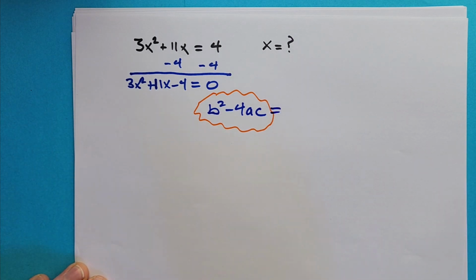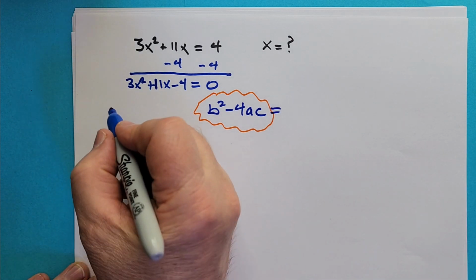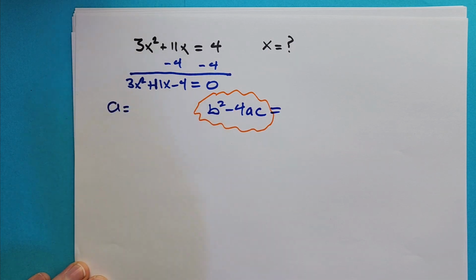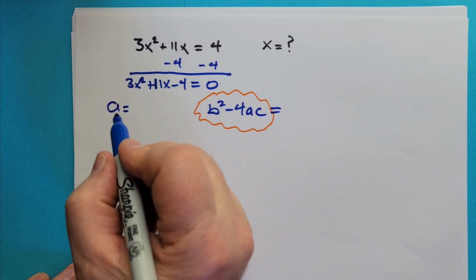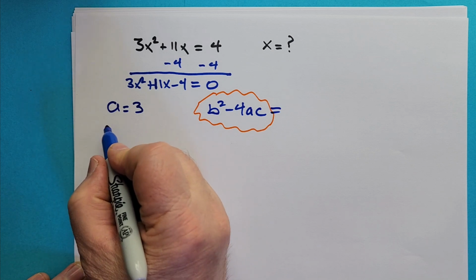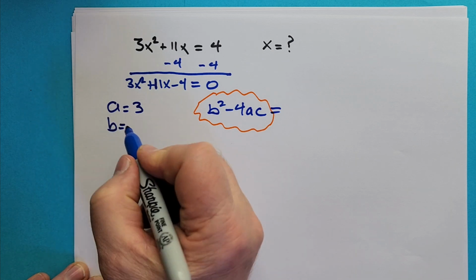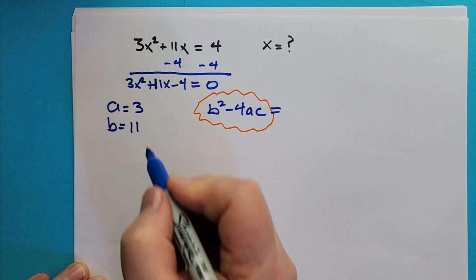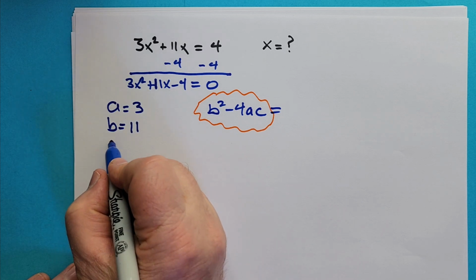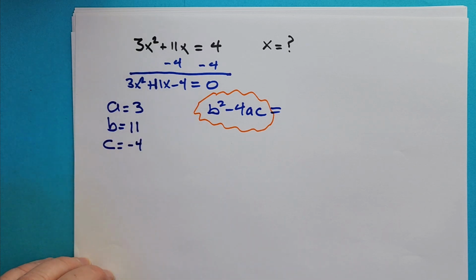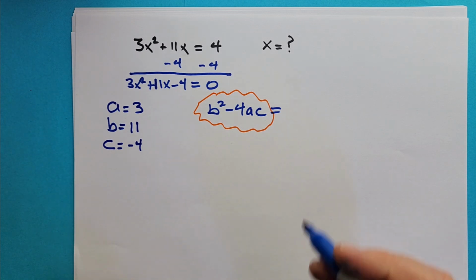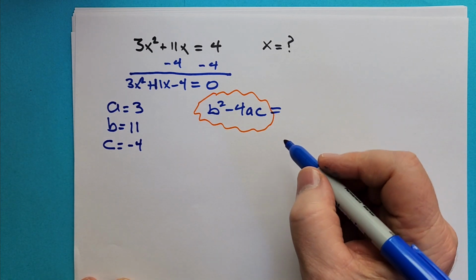So we're going to figure out what the parameters a, b, and c are. So the parameter a is the number in front of the squared part. So a is 3. And then the b is equal to 11. And then our c is equal to a negative 4. So that's all of the numbers that we need to put into the formula for the discriminant, the b squared minus 4ac. So we're going to go ahead and put those in, and then after that we use the order of operations to figure it out.